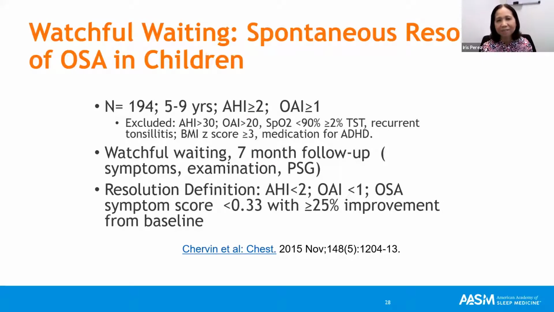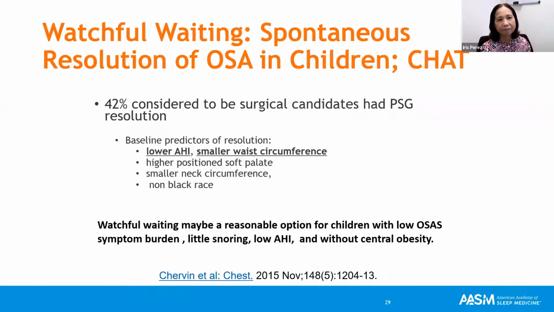Those with recurrent tonsillitis, those who were obese, and those who were on medications for ADHD were excluded from this trial. And they followed these children for 7 months and observed them for their symptoms, with examination, and with their PSG. And they defined resolution as AHI less than 2, OI less than 1, and OSA symptom score with improvement from baseline. And what did they find? That close to 50% of children who were considered surgical candidates had PSG resolution.